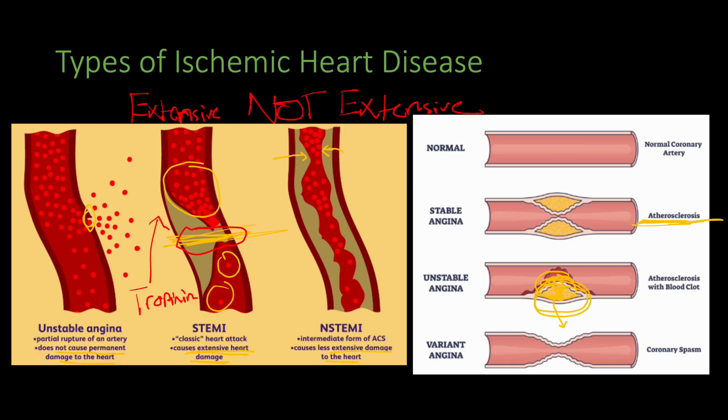And then there's variant angina too. I don't really see much of a damage here. Yes, there's a little bit of narrowing here, but it's not as terrible as something like unstable angina, for example, or stable angina. Stable angina being more blockage here.